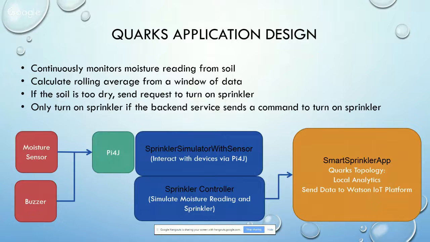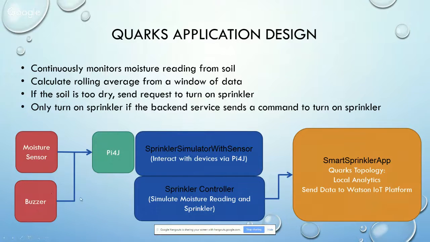In this diagram here, this is the architecture of the application. So at the core of it is what we call the sprinkler controller. The sprinkler controller simulates the current moisture reading as well as the sprinkler activity, which is the buzzer. For us to talk to the actual sensor on the Pi, we implemented the sprinkler controller using the sprinkler simulator with sensor class, and we go through Pi4j to actually work with each of the sensors or the devices that we have.